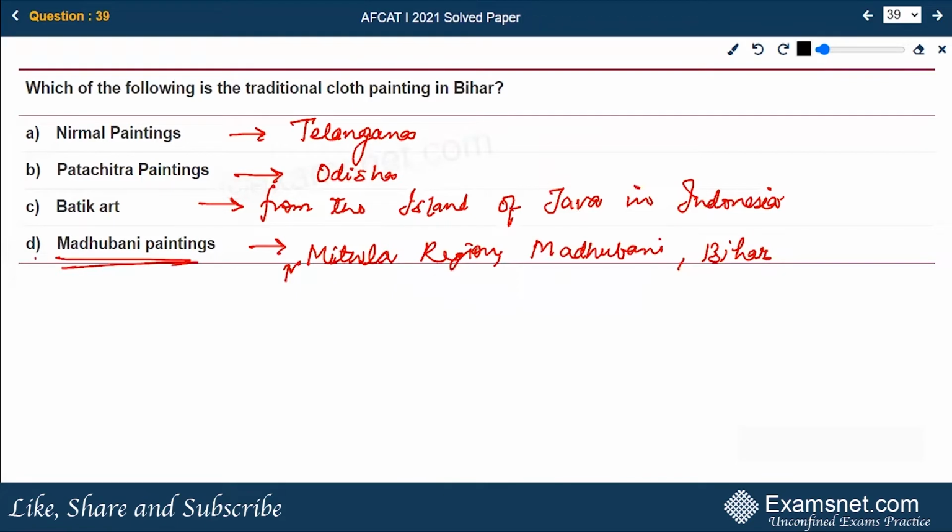So the answer to this question is Madhubani paintings because they belong to Bihar. This work is done on freshly plastered mud balls. Due to heavy demand, today men are also involved to meet the demands. For commercial purposes, it's now being done on paper, cloth, etc. So these paintings are basically religious in nature.